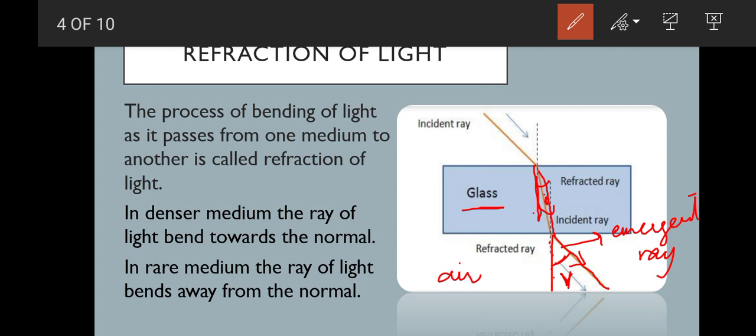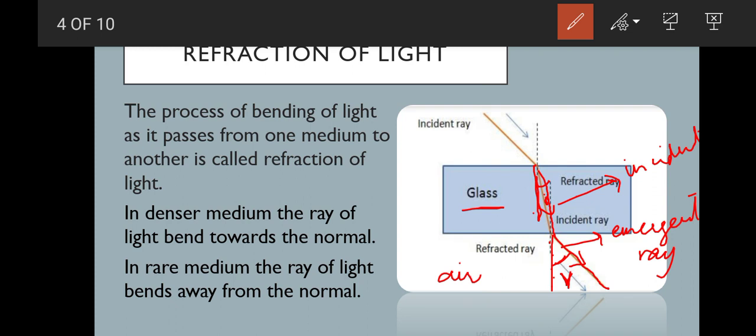It is now again passing into air. Here is the incident ray in this case, and this is the emergent ray. So you can see that whenever the light travels from denser to rare medium, it is bending away from the normal.